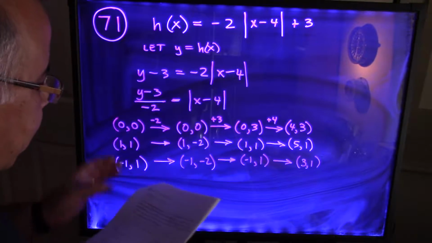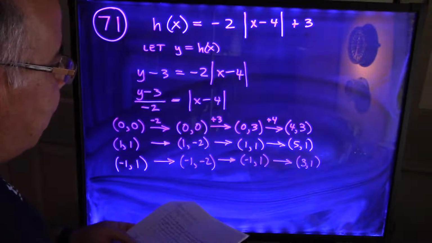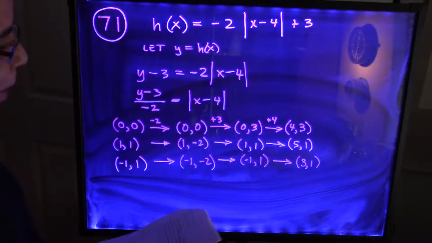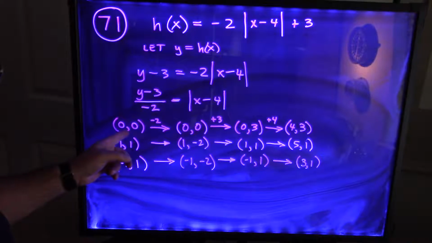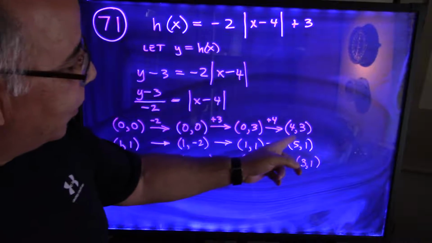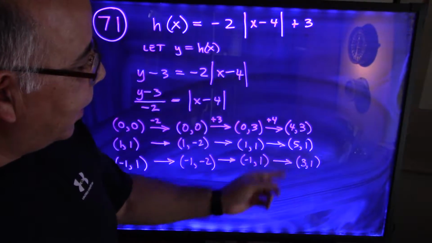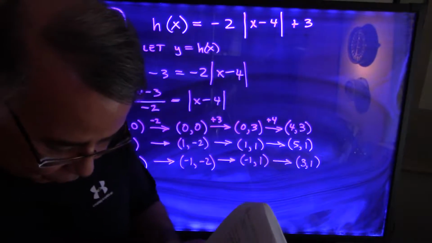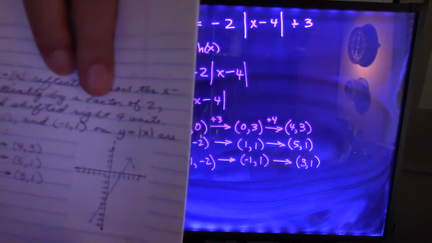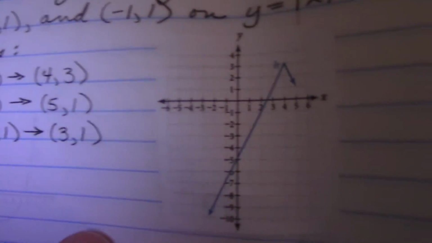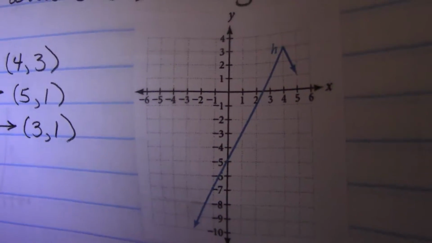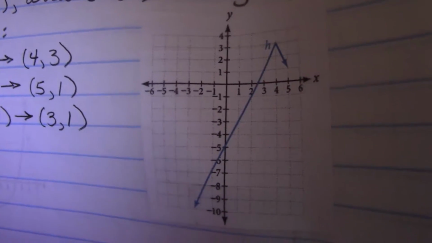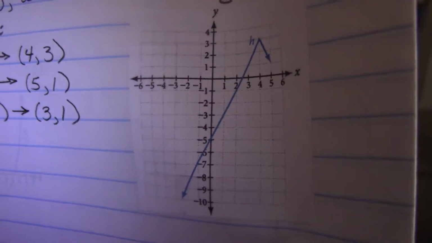All right. So what you do is you plot these 3 points and then fill in the rest of the graph. You know the vertex of the absolute value function was 0, 0, and this is your new vertex. So you start with that point and then plot those other 2 points and then connect the dots with your straight edge. And you will get, or you should get, this result. And you can check that the points that we calculated are on here. And there you go.